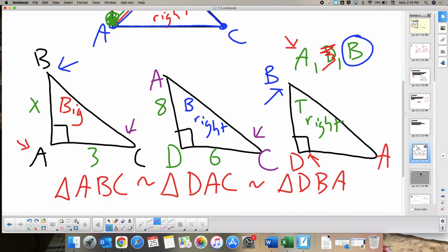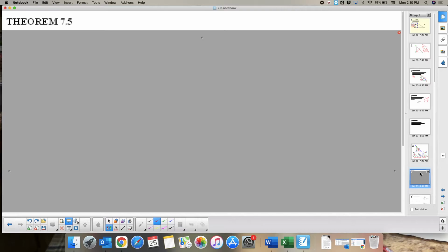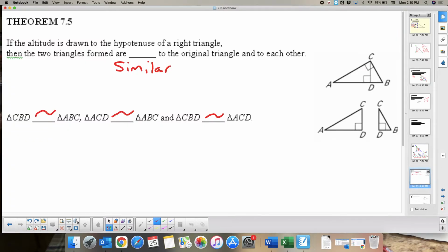That idea is our theorem 7.5. If the altitude is drawn to the hypotenuse of a right triangle, then the 2 triangles formed are similar to the original triangle, and they are similar to each other. What we need to learn to do is figure out how they are similar. How are these sides going to match up? What sides match with what? And if you redraw them, it's a lot easier to find.